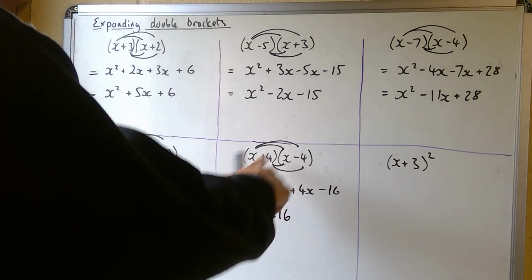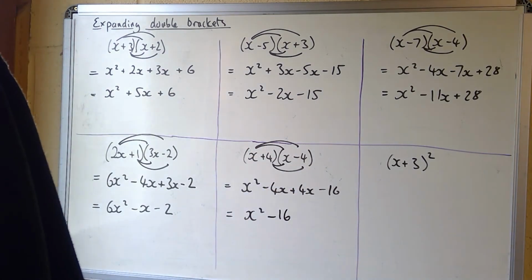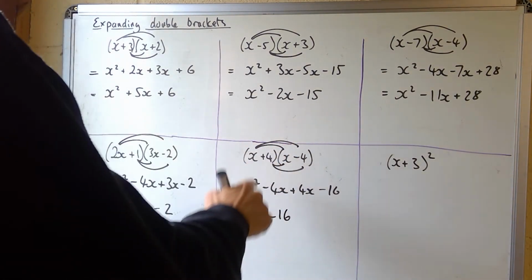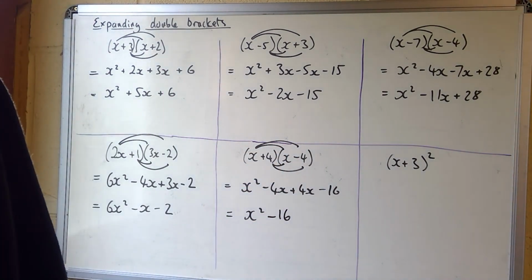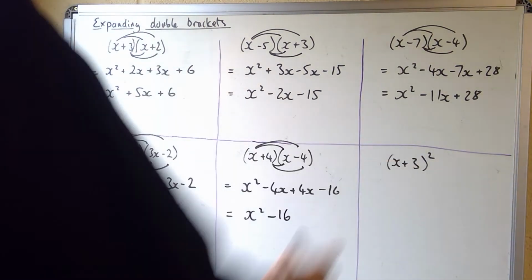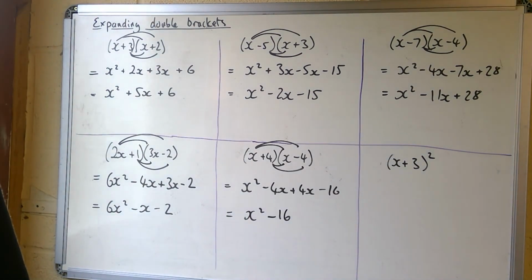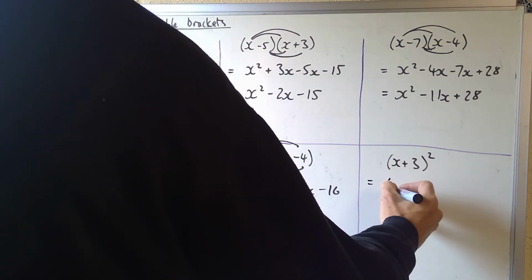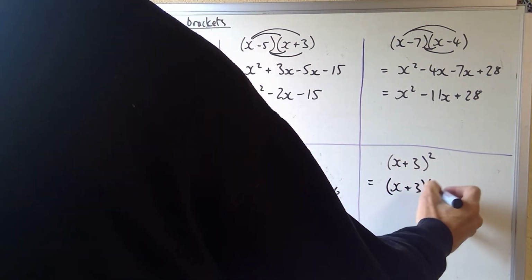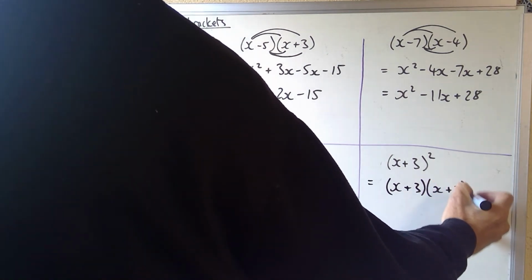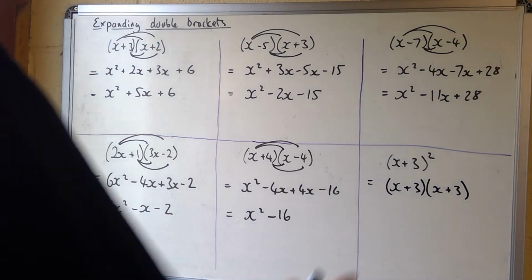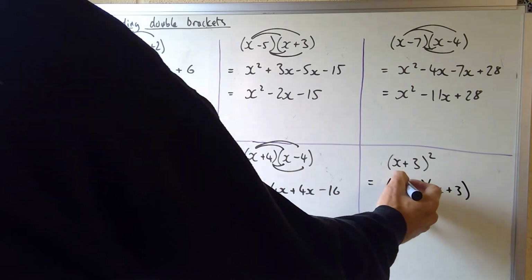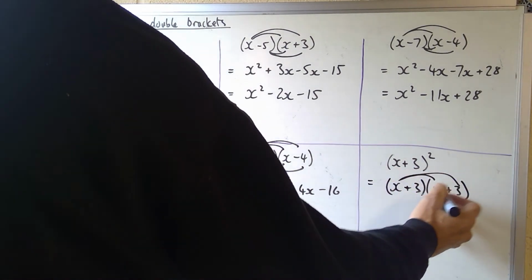This is something you'll come across more often later on. It's called difference of two squares, but you don't need to worry about that at the moment. And the final one, x plus 3 all squared, is just the same, though you might not realise it at first, because when you square something, you multiply by itself. So that's x plus 3 multiplied by x plus 3. When you write it out like that, you should realise it's just the same as all the others.